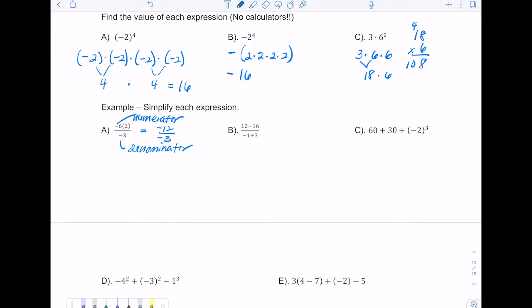Remember, fractions are just division problems. So I've got -12 divided by -3. Remember, when you divide like signs, you get a positive answer. 12 divided by 3 gives us 4.